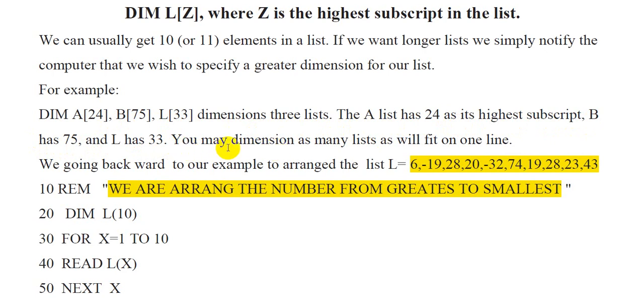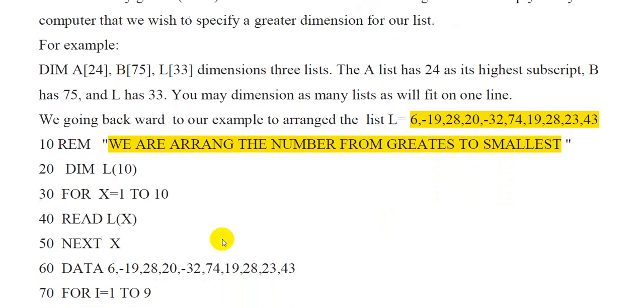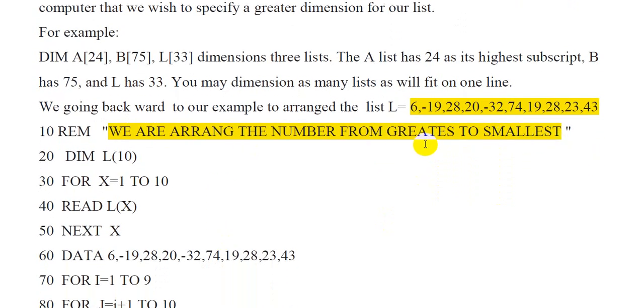You may dimension as many lists as will fit in one line, as you can see right here. We go backward to our example here to arrange the list L, as you can see, by 6, 19, 28, 20, minus 32, 74, 19, 28, 33, 43. We are arranging the numbers from the greatest to the smallest, as indicated. This statement stands for the source code we're about to visualize here.